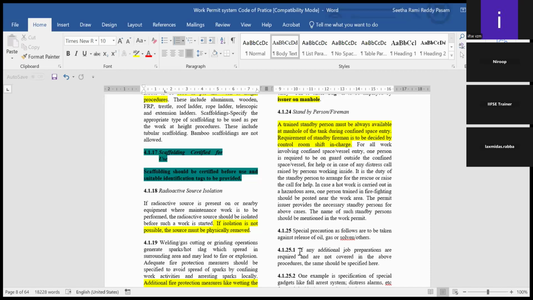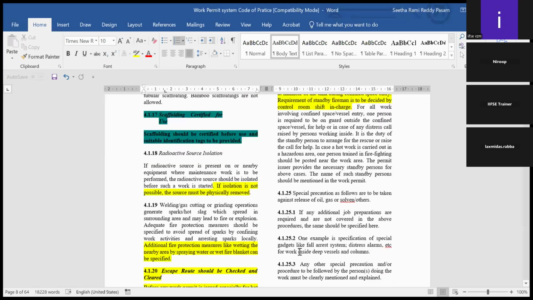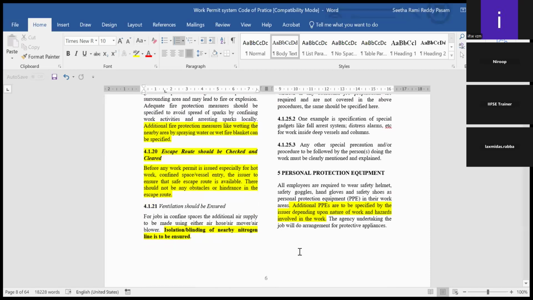Regarding the firemen, it is up to us, because for all confined space activities the fireman is not mandatory. If there is no hot work happening in the confined space, a fireman is not required. They will decide based on the nature of the activity.